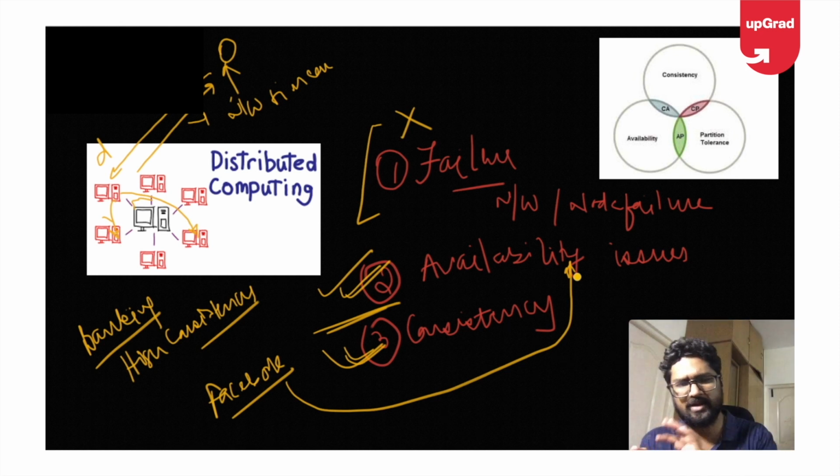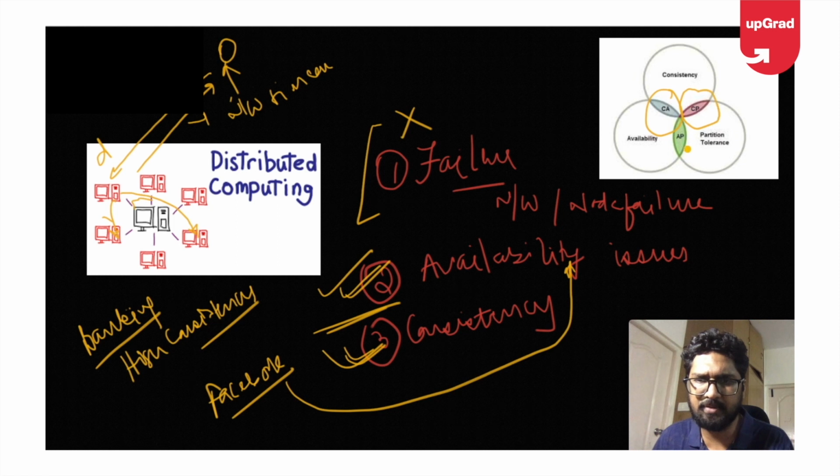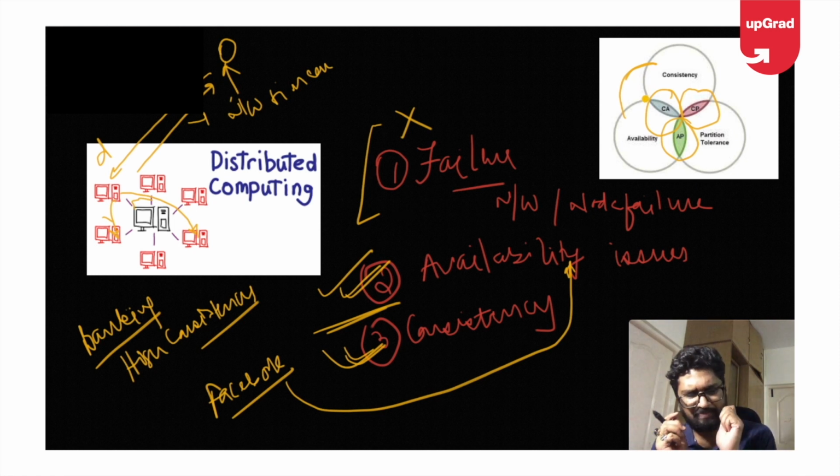But failure you can never compromise. So out of the CAP theorem, which says that you can have either the CA part, the CP part, or the AP part, what I say is that you cannot compromise on partition tolerance. This you always have to take care of. So you always have to make a trade-off between consistency and availability. Out of these two, you should pick one: whether your system should be highly available or highly consistent.